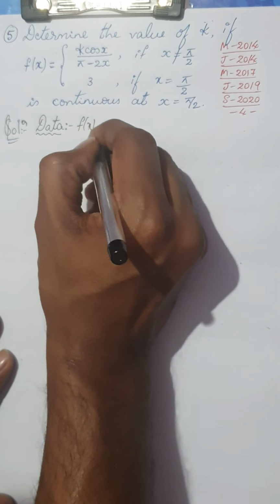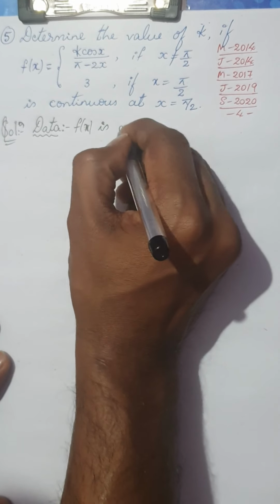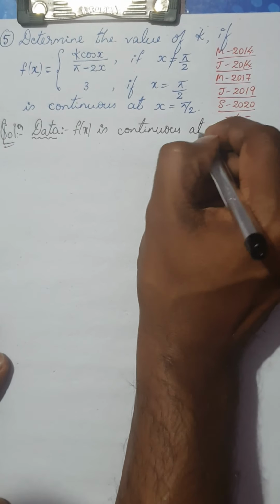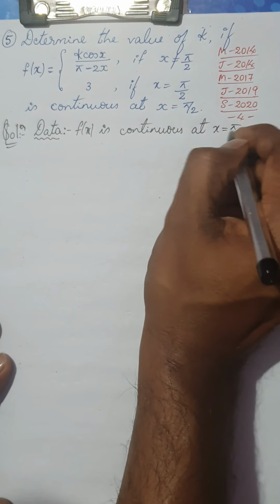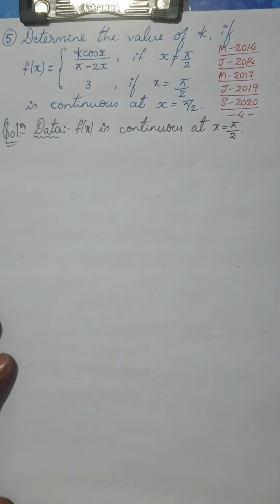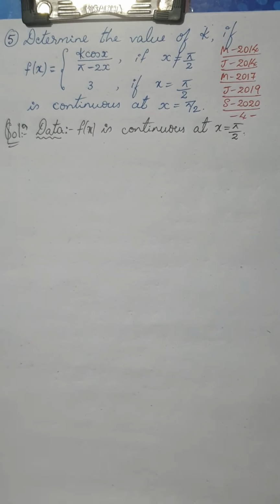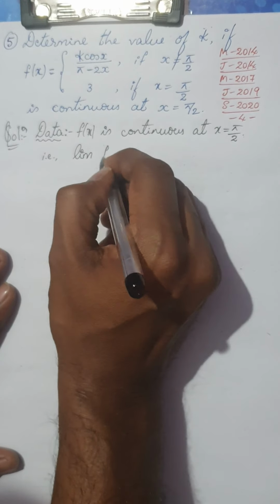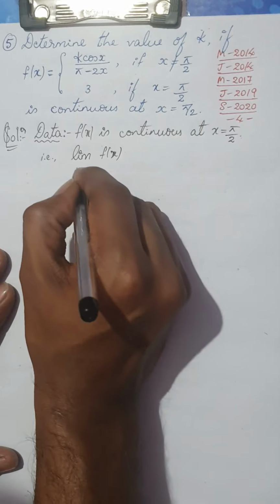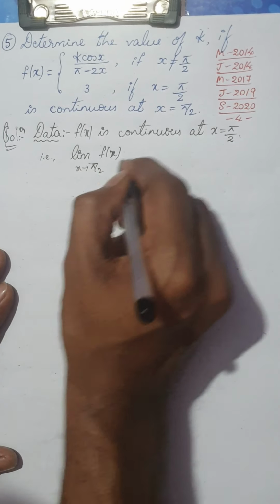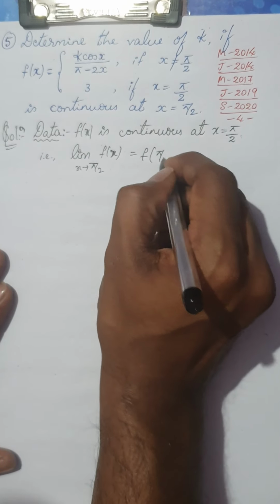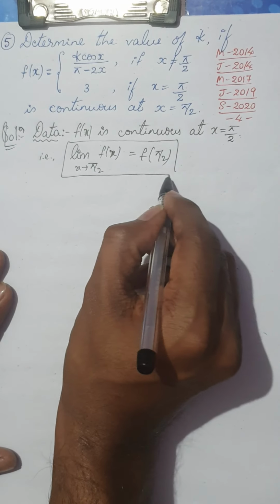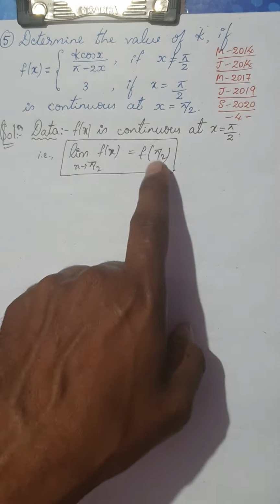What is data? He has told you f of x is continuous at x is equal to pi by 2, isn't it? He has already told you that it is continuous at x is equal to pi by 2. That is, what do you mean by that? So limit of f of x as x tends to pi by 2 is nothing but f of pi by 2.